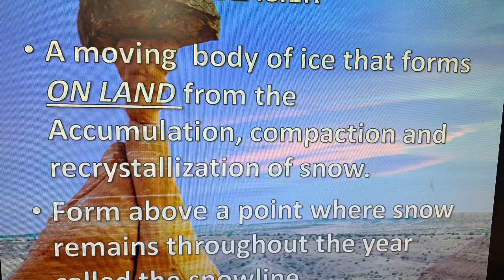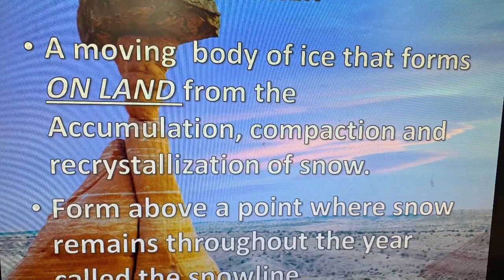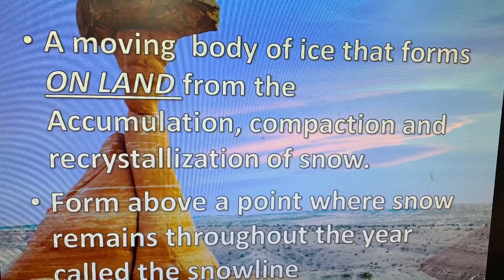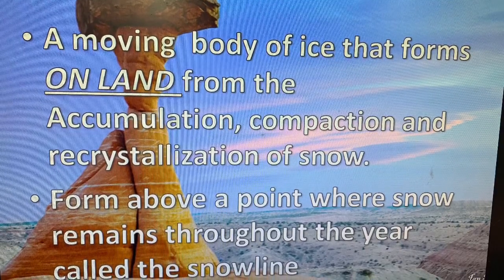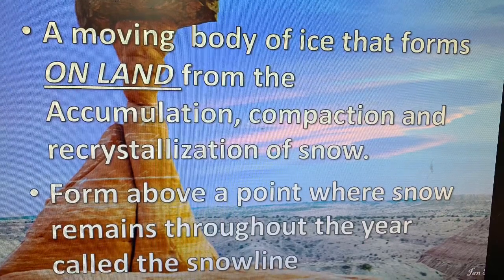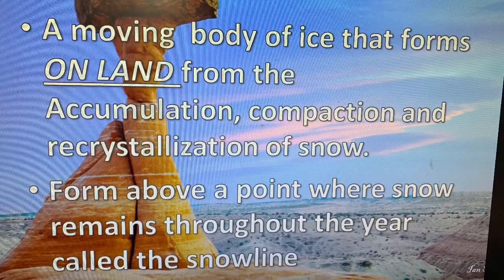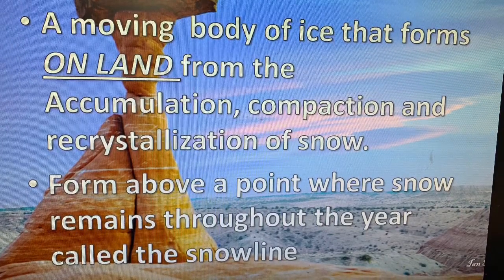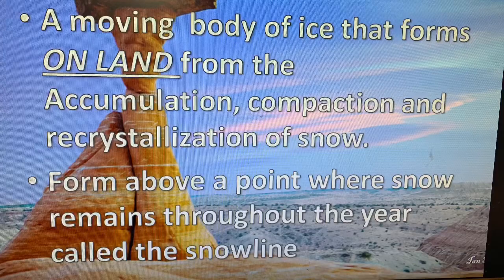It tends to form at a point where the snow stays throughout the year. Glaciers don't form in the winter and then disappear. No, glaciers are big masses of ice that form above what we call the snow line. The snow line is the point where the snow never melts, where the air temperature stays cold enough that the snow will just sit there for a long period of time.